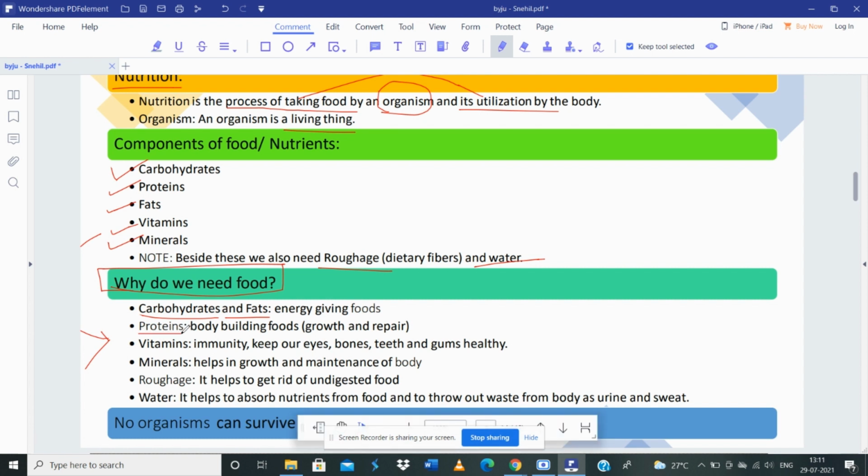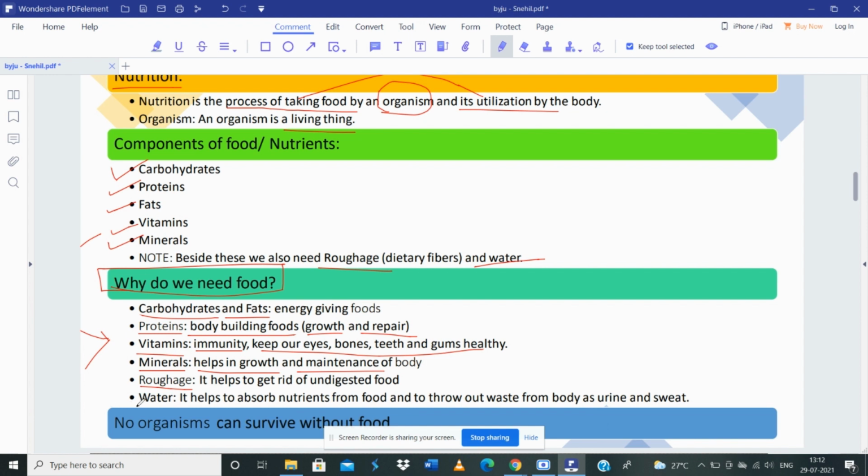Secondly, we can say proteins. Proteins are important for us because proteins are called bodybuilding foods and they help us to grow and repair our body. In the same way, vitamins, these provide us immunity, keep our eyes, bones, teeth, gums healthy, and similarly minerals. These are required in very small quantity, but they are also very important. They help us to grow and maintain our body. Okay. And roughage, it is also important because it helps us to get rid of undigested food.